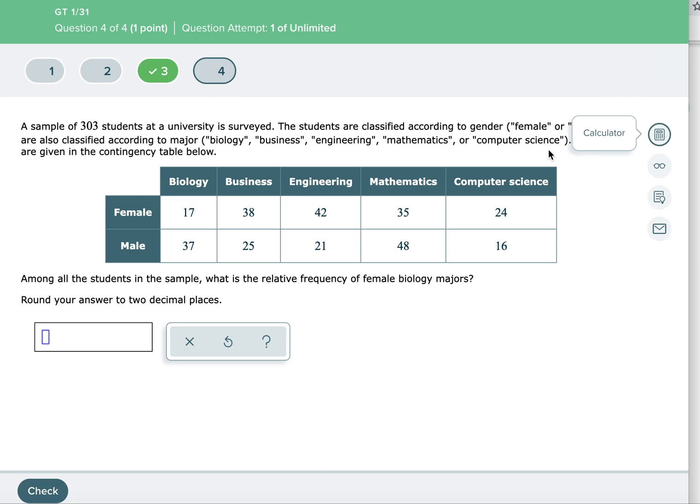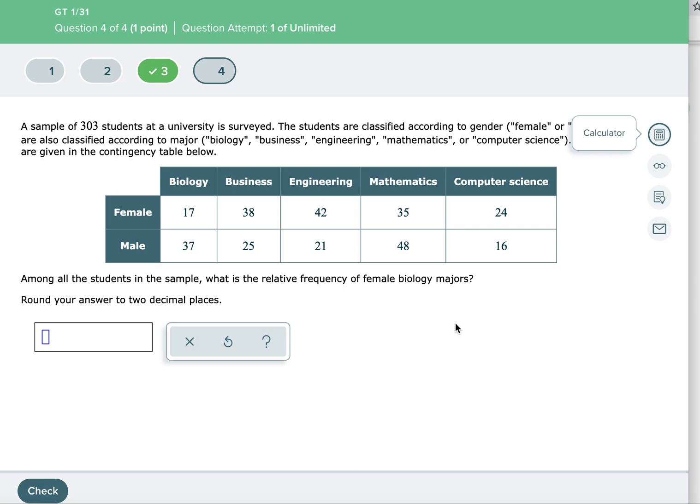And then it says the results are given in the contingency table below. So these are the results. If we add all of these numbers up, they will add up to 303. So what they want us to find is, of all the students in the sample, what is the relative frequency of female biology majors?